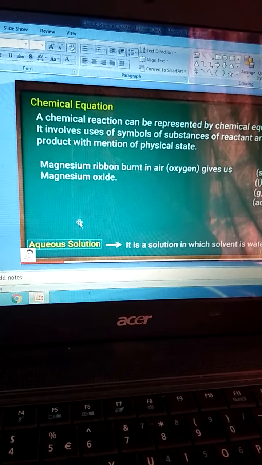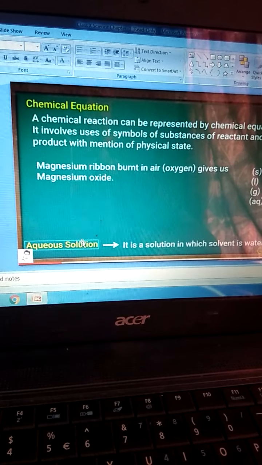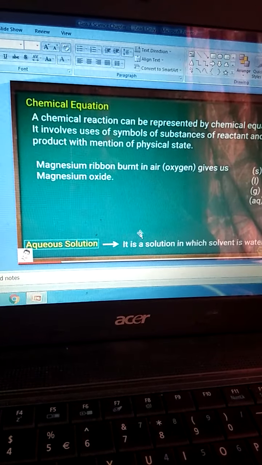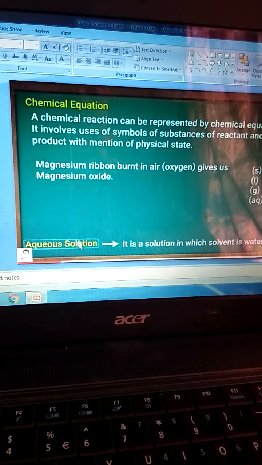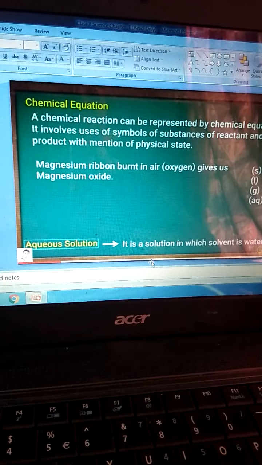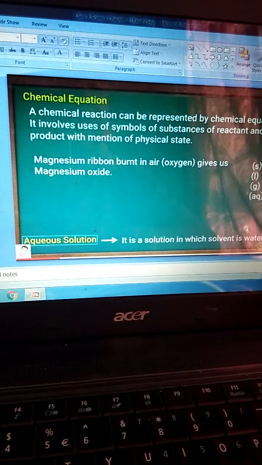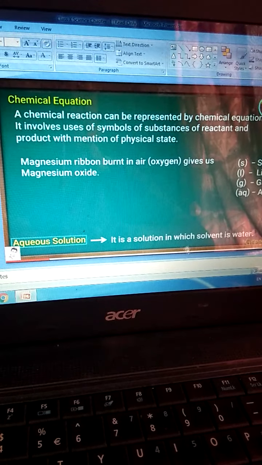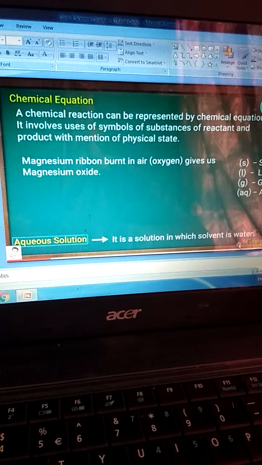And one more thing to know here is aqueous solution. What is aqueous solution? Here the word aqueous is coming. Aqueous means whenever a solute particle is dissolved in water, we call it aqueous solution. So it can be defined as a solution in which the solvent is water.